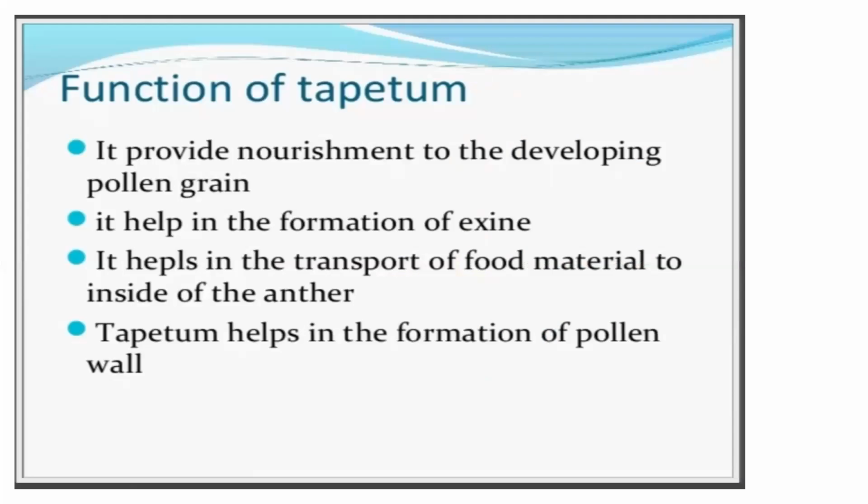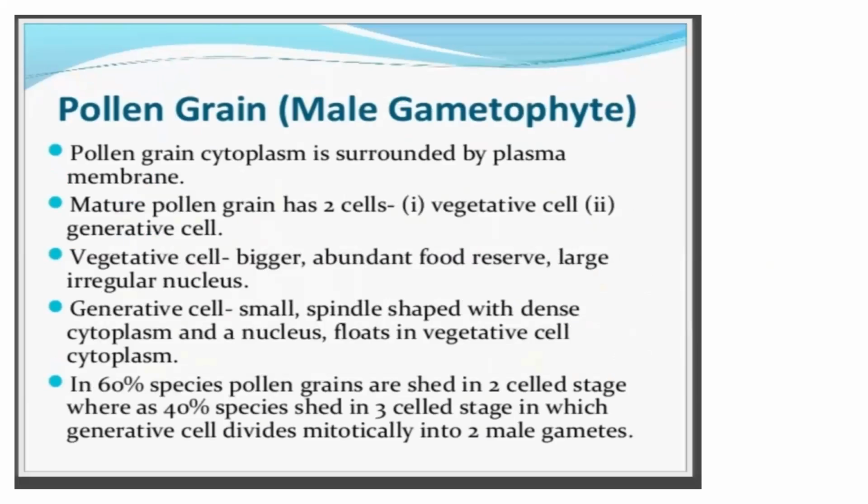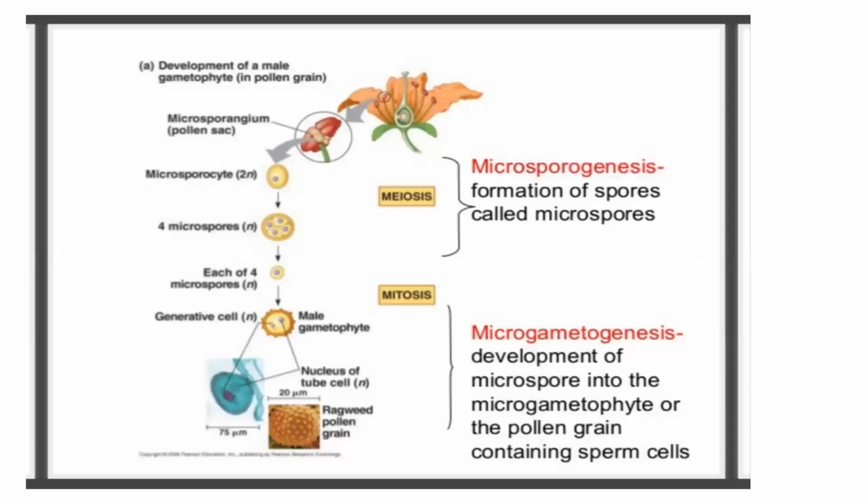So this is the complete development of microsporogenesis, or microspore development. Two cells, the vegetative and generative cells, are formed. At this two-celled stage, the pollen grains are dispersed from the anther. The pollen grains reach the stigma through air, water, insects or animals. That is pollination.